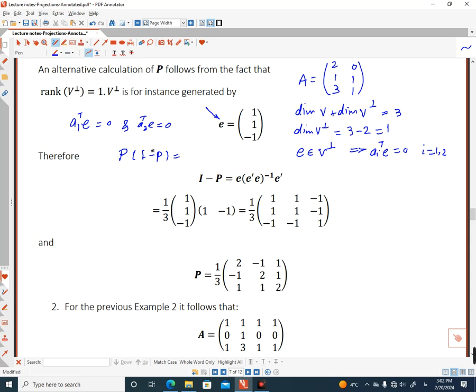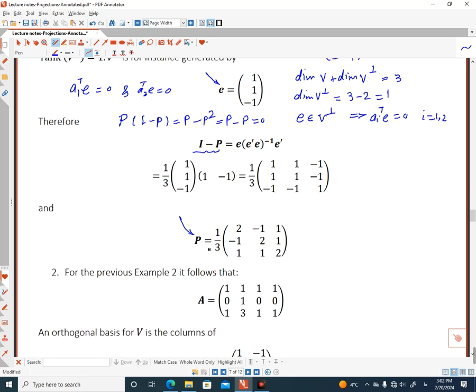which is I minus P, if I multiply both, then P minus P squared, since P is idempotent, I can write it as P minus P, which is equal to 0. It means that these two are orthogonal to each other. So I can use E in order to construct the elements of I minus P. But here we have E, so we can easily construct the projection matrix. And this we can consider as another way to find the projection matrix.